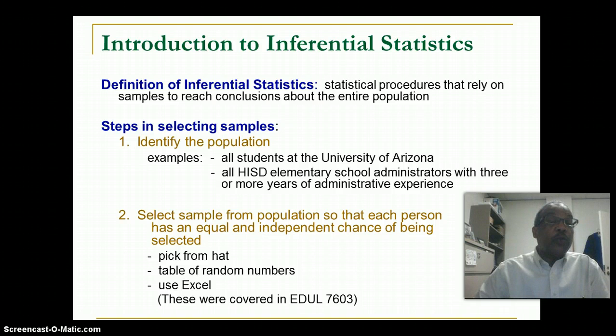The two ways in which we've actually done sample selection is through the table of random numbers. You might want to go back to 7603 and do a quick review of how we use the table of random numbers to select samples. And finally, I gave you a formula in Excel that you can use to generate random samples. So the bottom line is that one of the things we attempt to do is select a sample from a population. We test that sample, and it's the information from that sample that we use to infer that the entire population has similar characteristics as well.